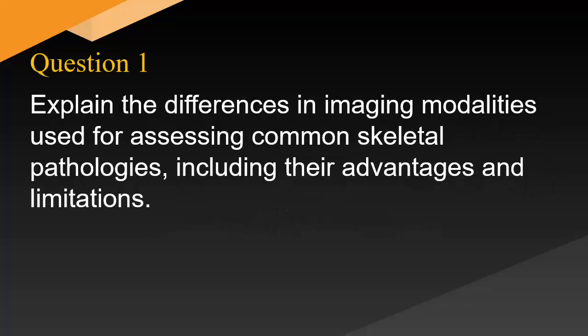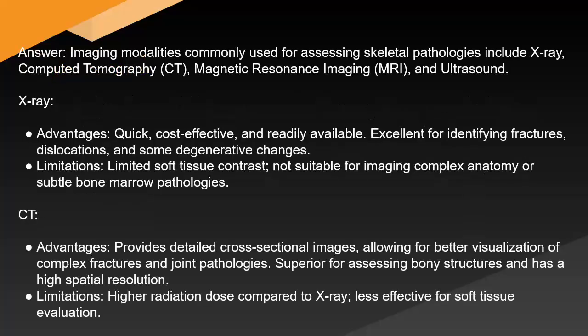Explain the differences in imaging modalities used for assessing common skeletal pathologies, including their advantages and limitations. Answer. Imaging modalities commonly used for assessing skeletal pathologies include X-ray, computed tomography (CT), magnetic resonance imaging (MRI), and ultrasound. X-ray. Advantages: quick, cost-effective, and readily available, excellent for identifying fractures, dislocations, and some degenerative changes.